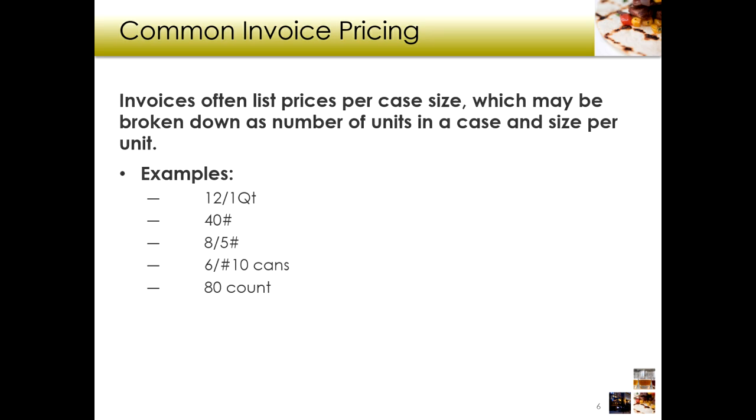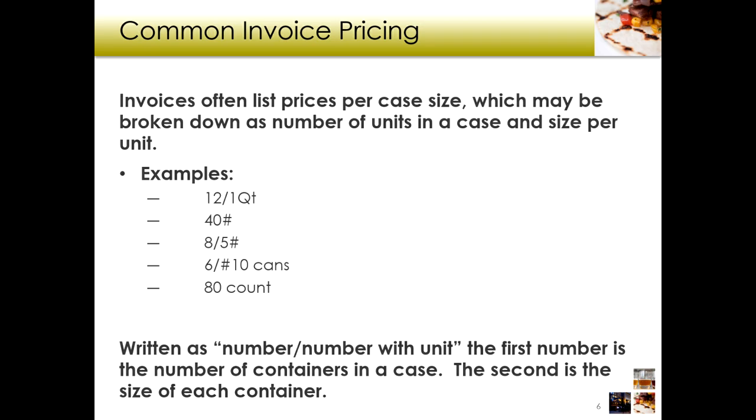The next one, 6 number 10 cans, means that there are 6 cans in the case, and that's a sizing. That's a number 10 can. Those are those large cans that you've seen at school. They're usually 100 ounces or 2.84 liters, right? And then obviously 80 count. So however big the bag or the box is, there's 80 pieces in that bag, right?